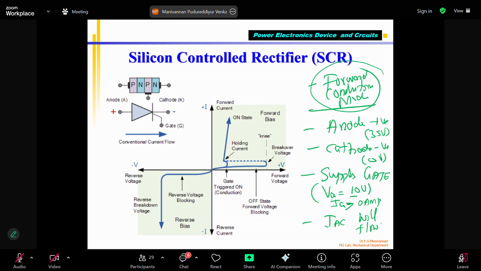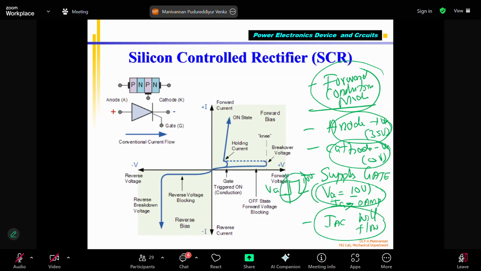Once IAC starts flowing, because I gave a gate pulse, not a continuous voltage, I have to give a small duration, microsecond or millisecond, with a voltage, for example, a 10 volt pulse. This is my VG, correct? But between anode and cathode, you are supplying continuous voltage. That should not be stopped. 35 volts is always applied, in the forward blocked condition or the forward conducting condition, with the cathode at 0 volts.